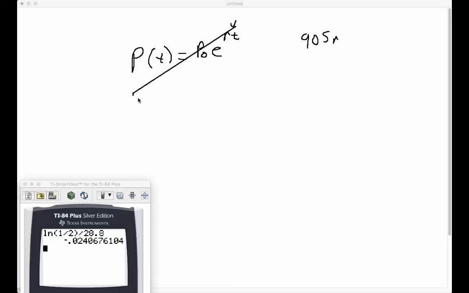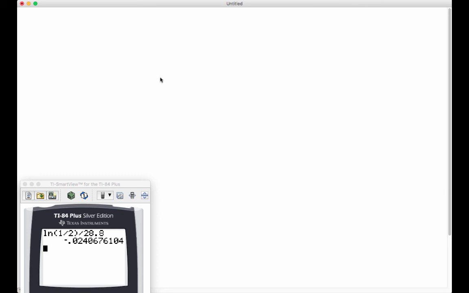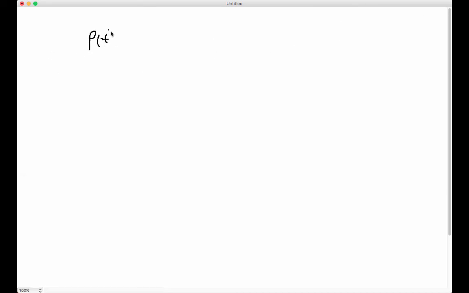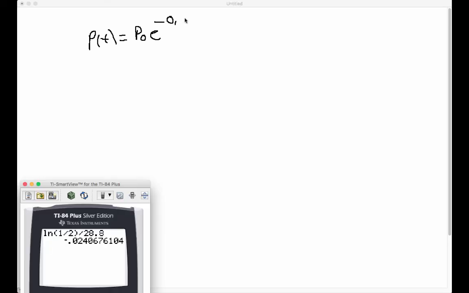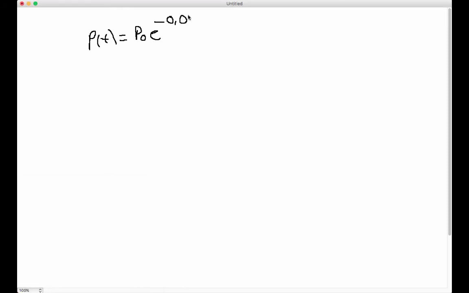So let's slide this off to the side so I can still see it. And so we've got that. Whoa, that's an interesting thing there. Let's get rid of that and start over here again. So what we've got is P of t is equal to P sub 0 e to the negative 0.02407, if we round off correctly, times t.